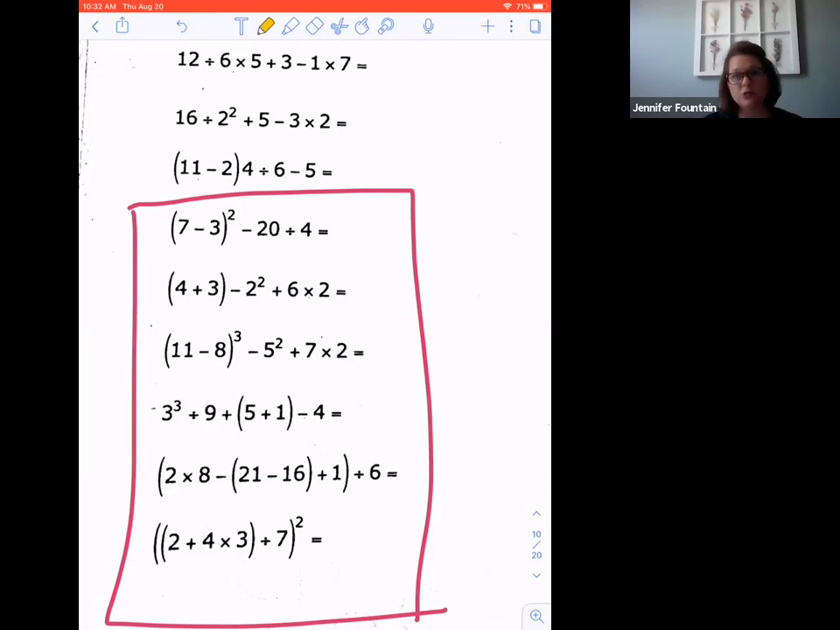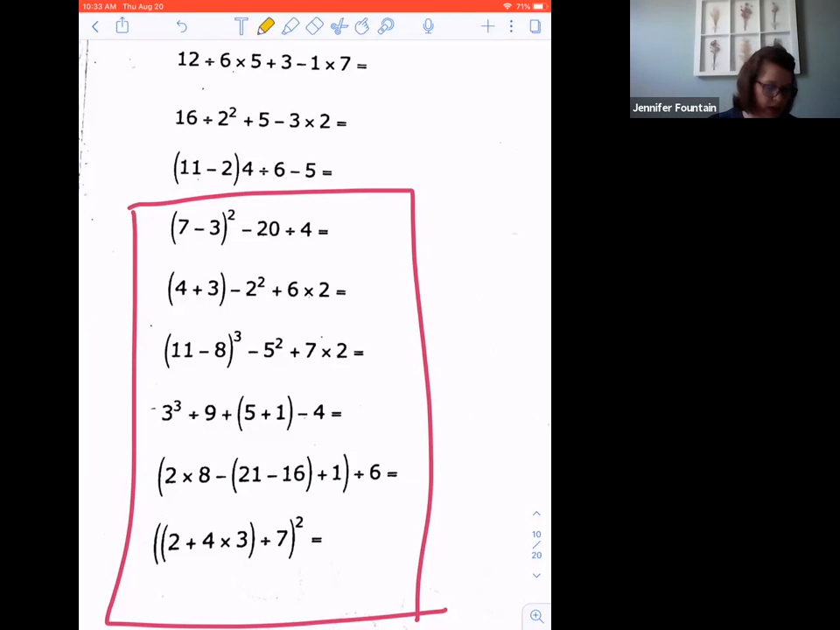Again, I'll go through the answers first, and then if you have questions at the end, I can work any of these that you need me to work. So the answer for that one was 11. The next one, 4 plus 3 minus 2 squared plus 6 times 2. The solution is 15. Below that, 11 minus 8 to the third power minus 5 squared plus 7 times 2. Your solution is 16.